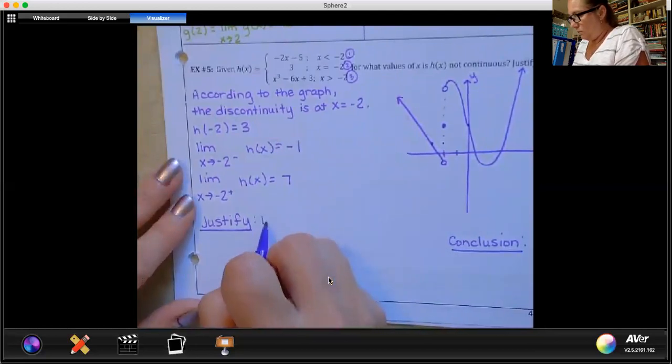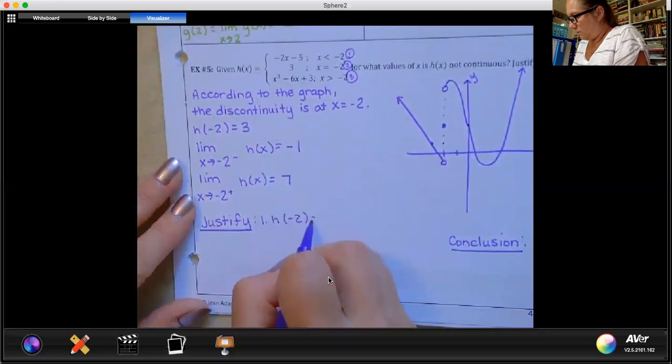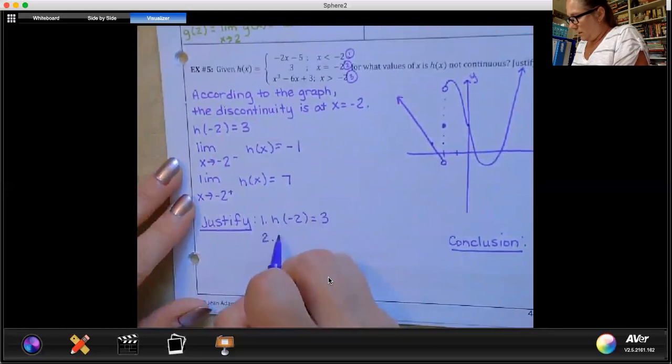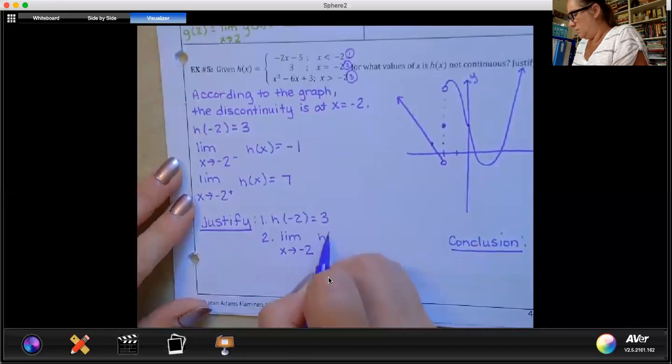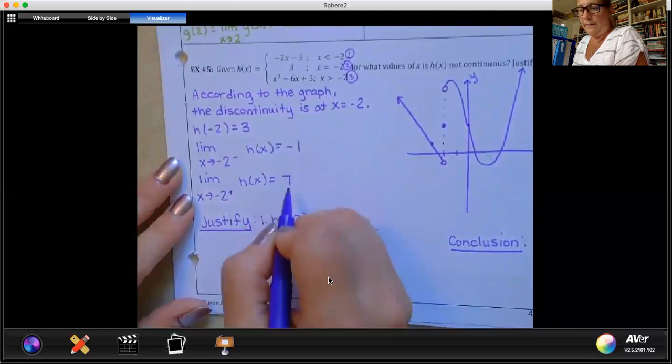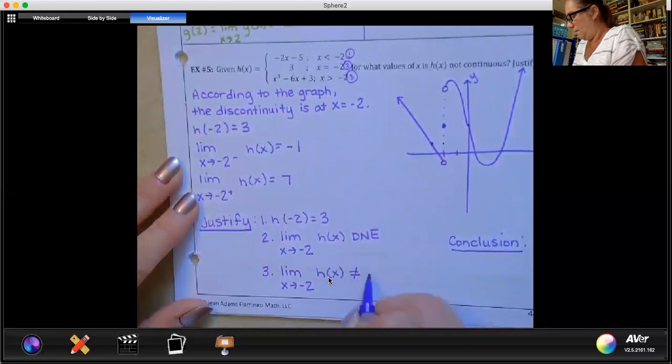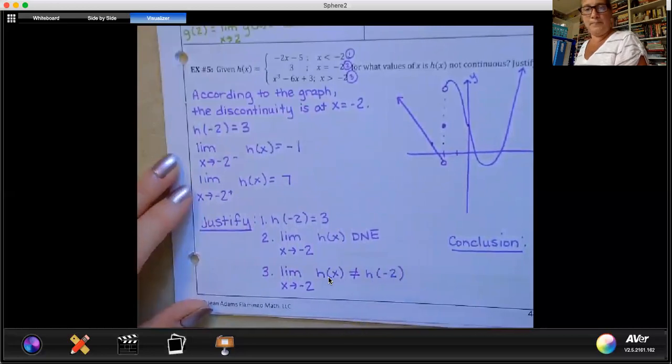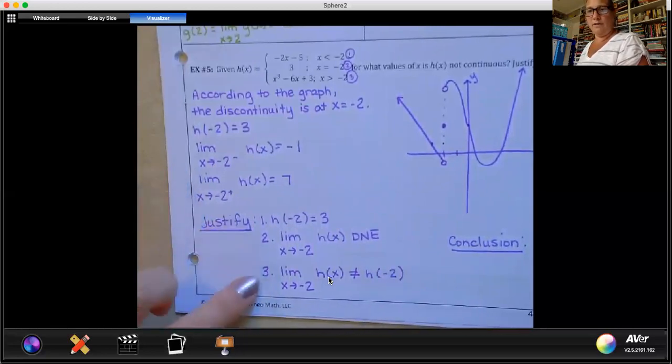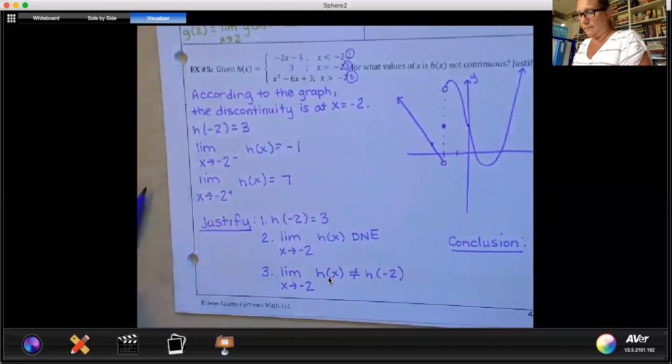So justify, number 1, h of -2 is equal to 3. There's your function value. Number 2, the limit as x approaches -2 of the function does not exist. Limit from the left and from the right are not the same. And 3, the limit as x approaches -2 of the function does not equal the functional value. That is your 3-part definition of continuity. Let's write that down.